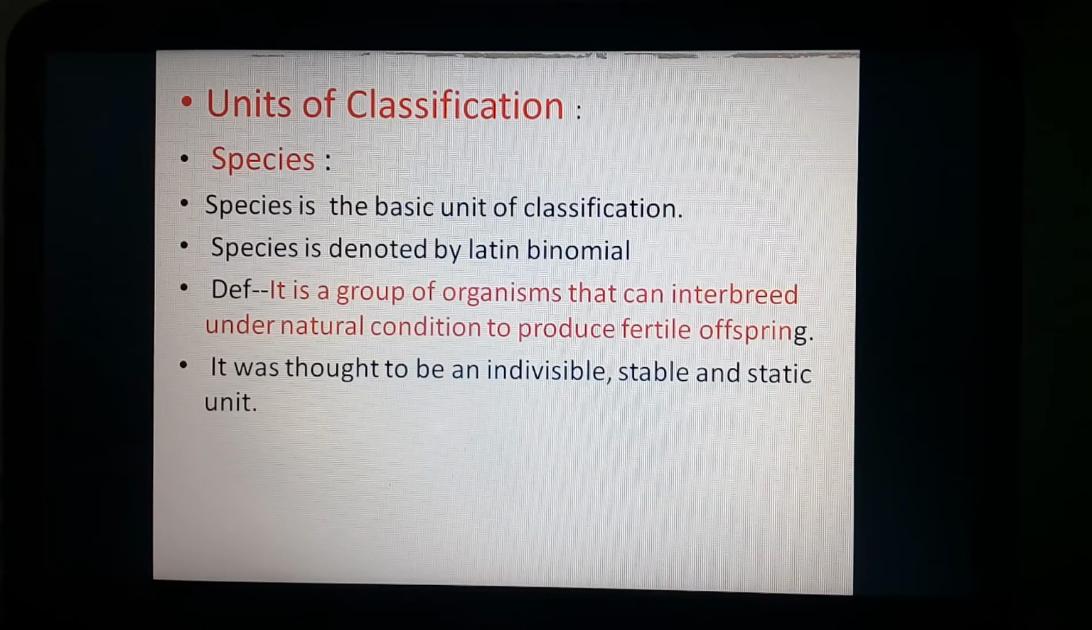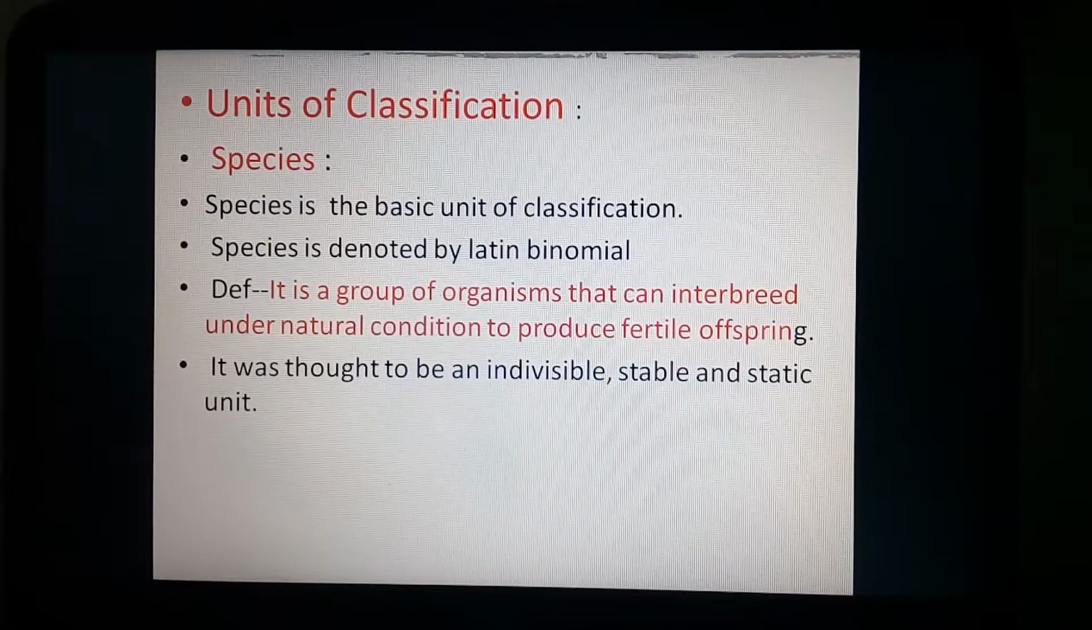It was stuffed to an indivisible, stable and static unit. Because further differentiation is not given under the species, it is a stable and static unit. It is difficult to go for a further division in a species.